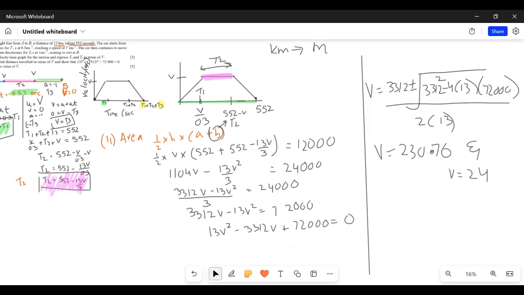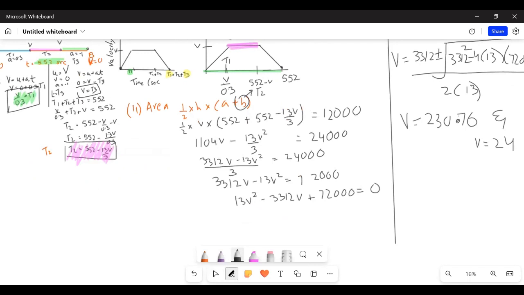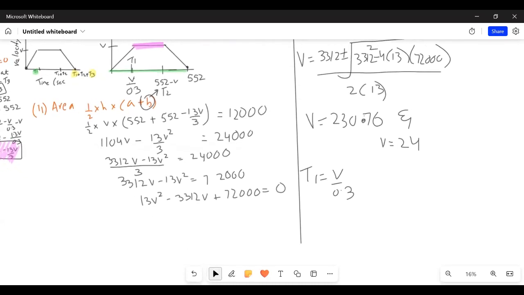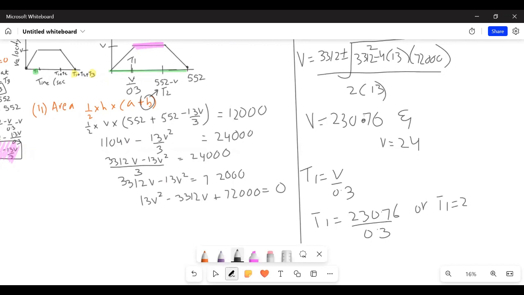Okay. I'm going to substitute in the given time T1. T1 is V upon 0.3. So let's see if we get an unrealistic T1 for one of these Vs. So we get T1 equals 230.76 over 0.3, or T1 equals, sorry, no, the other one was 24. 24 over 0.3. So the first one is coming out to be 230.76 divided by 0.3 is 769.2, or the other one is coming out to be 24 divided by 0.3, which is 80.